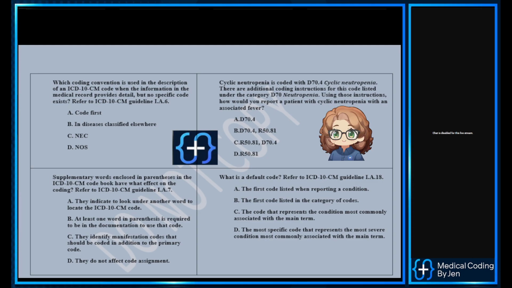Question 1. Which coding convention is used in the description of an ICD-10-CM code when the information in the medical record provides detail but no specific code exists? Refer to ICD-10-CM guideline I.A.6. A. Code first. B. In diseases classified elsewhere. C. NEC. D. NOS. Answer. The correct answer is C.